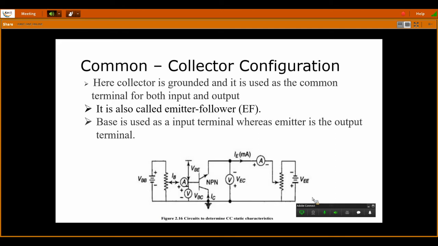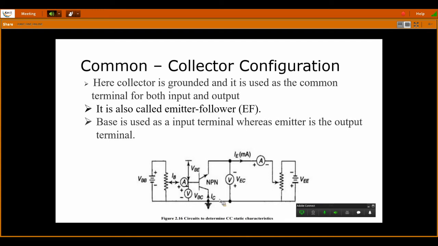Next, common collector configuration. Here is the common collector configuration, which is also called a grounded collector configuration or emitter follower. So the name is also included. In the previous configurations, they are called grounded emitter and grounded base configurations. But here we have a third name for the common collector. It is also called an emitter follower, because we are collecting the output current at the emitter terminal in the common collector configuration.